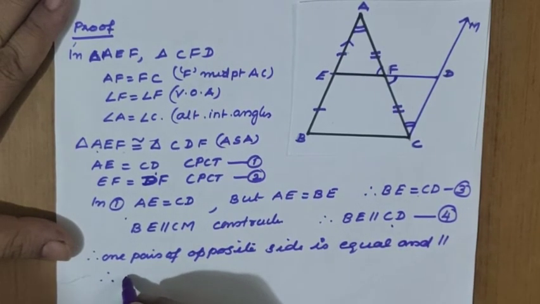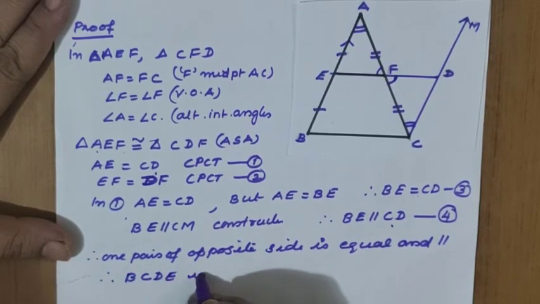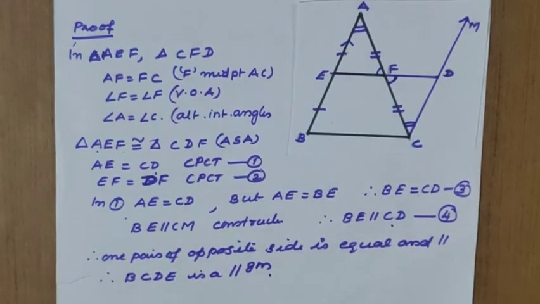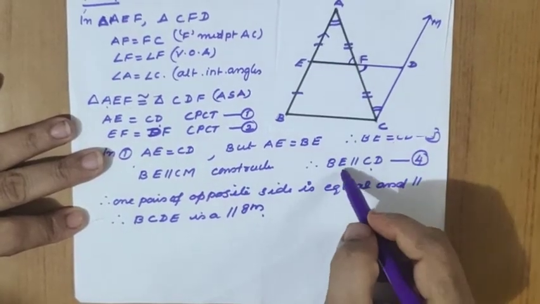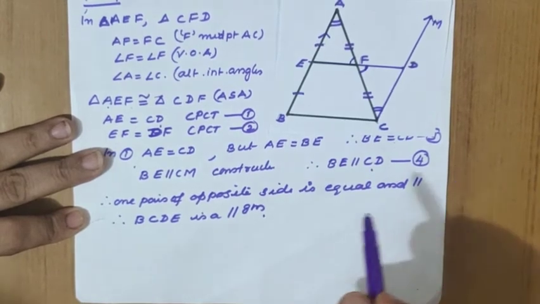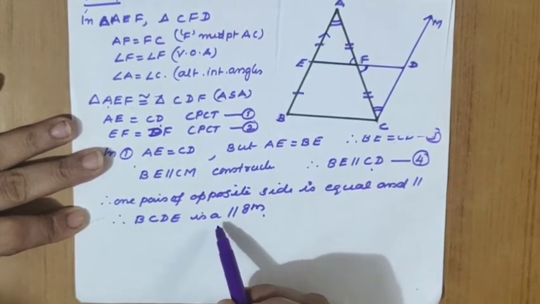Therefore, BCDE is a parallelogram. We got here BE parallel to CD, BE equal to CD. Now we got that BCDE is a parallelogram.